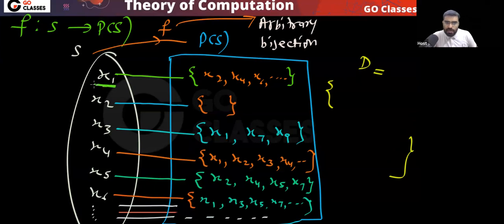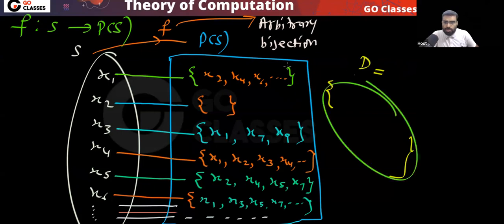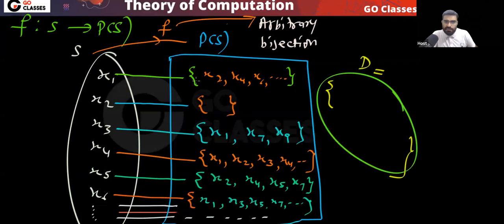For x1, it is mapping to something, right? Now you just look at x1. Does the image include x1? It does not include x1. So remember, the image of x1 does not include x1. In D, I want to make sure this element is different from that element.